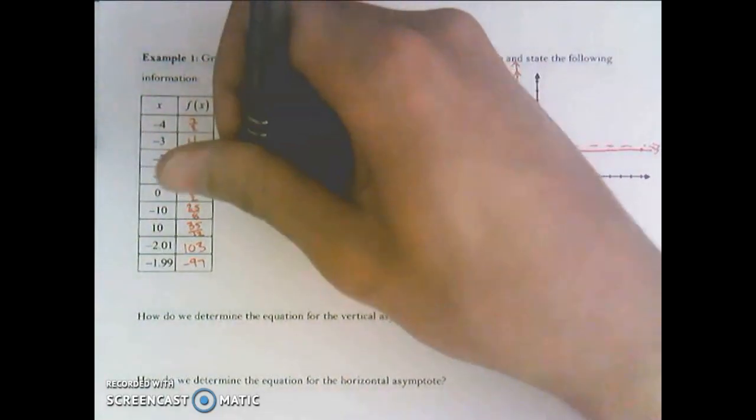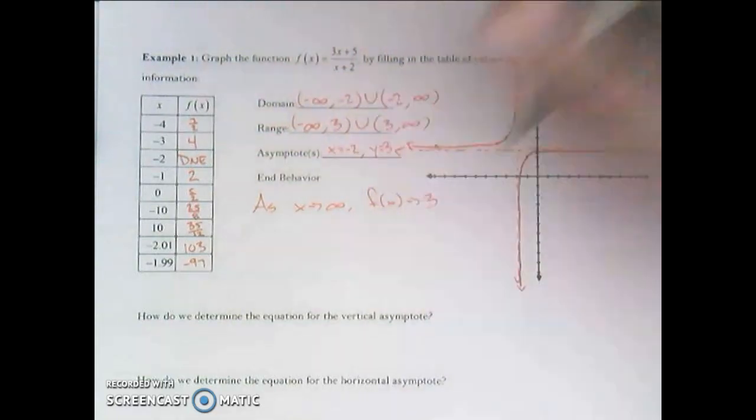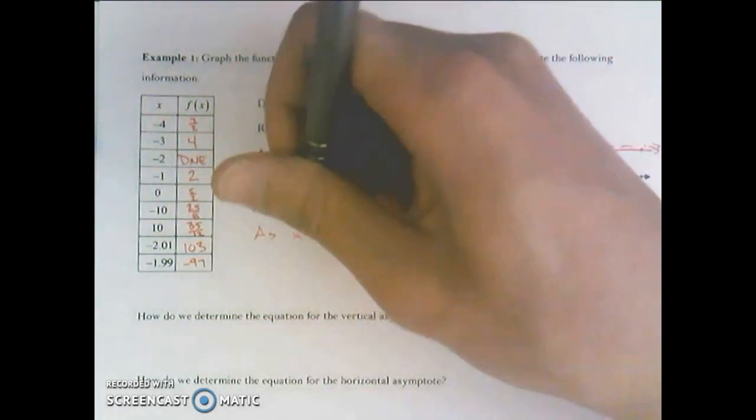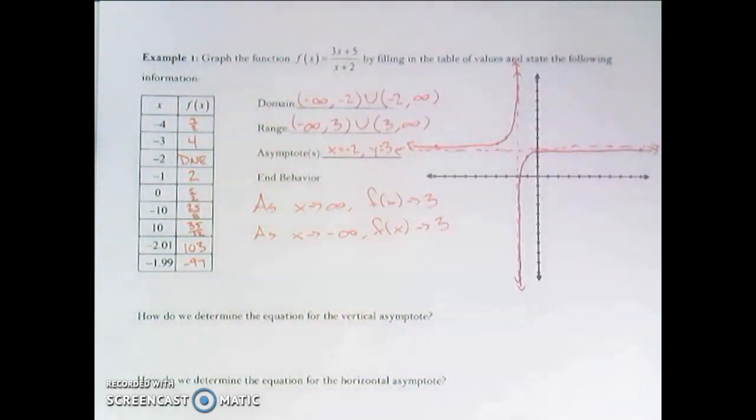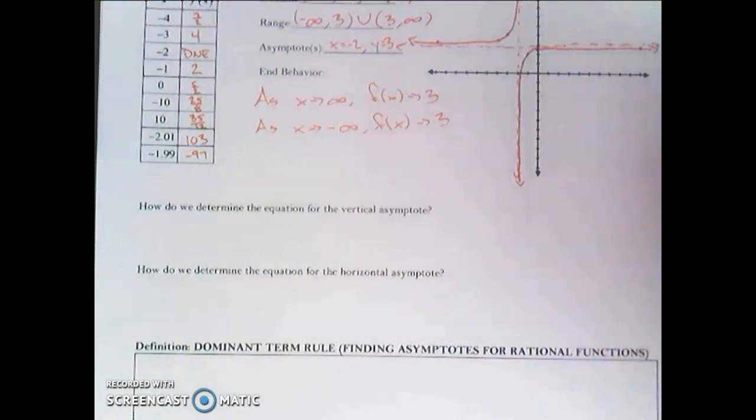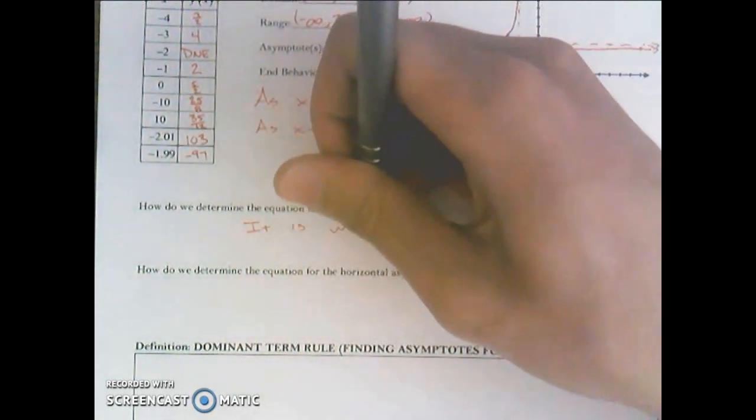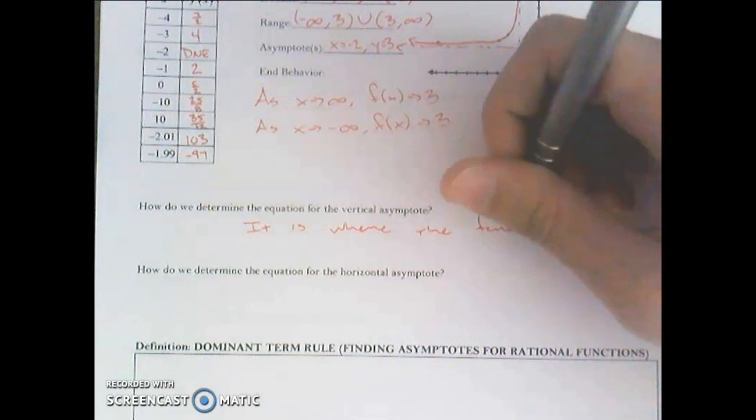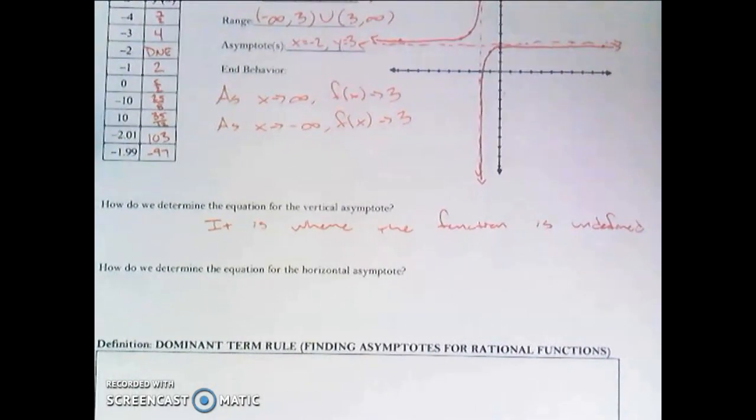Our end behavior: as x approaches infinity, our function f of x approaches 3. And as x approaches negative infinity, our function approaches 3 again. So how do we determine the equation for our vertical asymptote? Well, looking at the function, we can determine it because it is where the function is undefined. So wherever the denominator is equal to 0 is where we have a vertical asymptote.